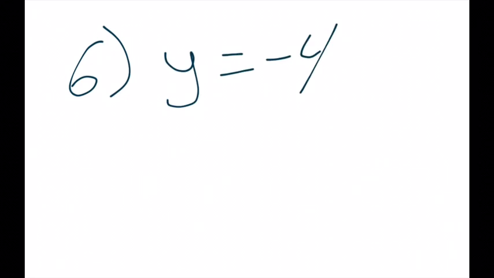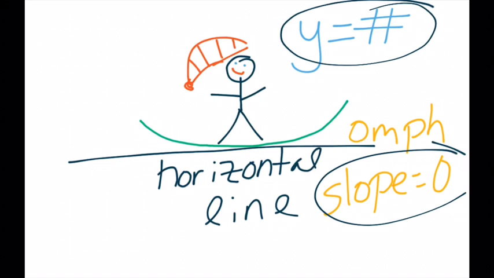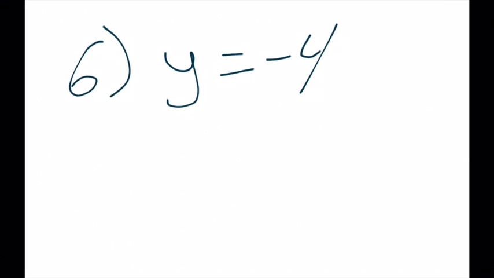Okay, and then number 6. If I have y equals negative 4, what is the slope of y equals negative 4? Well, if we go back to our little snowboard analogy, I can see that if it's y equals a number, my slope is 0. So I know my slope here is 0. So what is the opposite reciprocal of that?